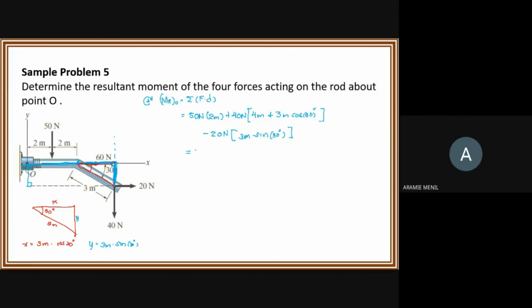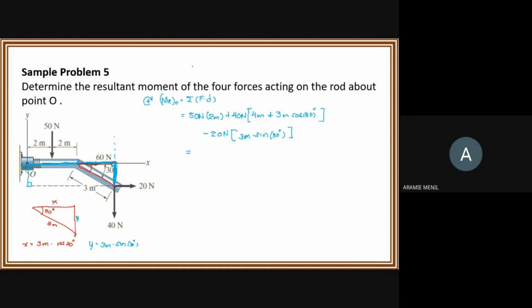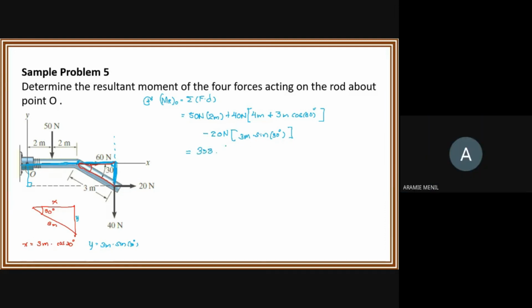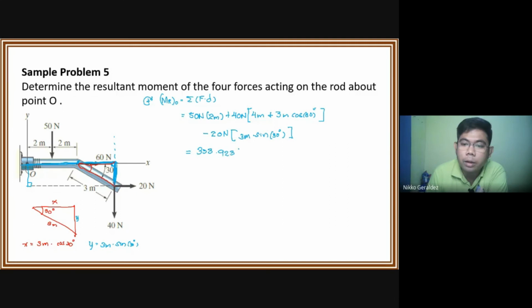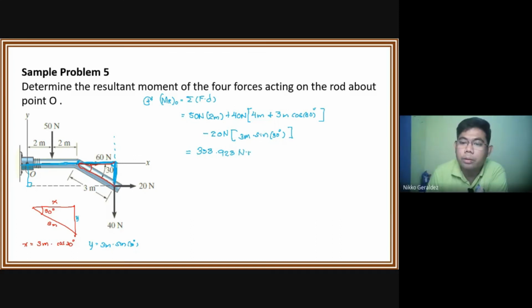333.923, sir. What unit? Newton meter, sir. Very good. So the resultant moment at point O is 333.923 Newton meter.